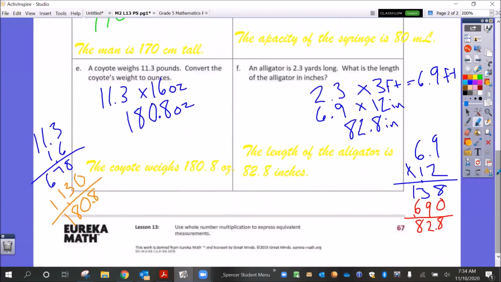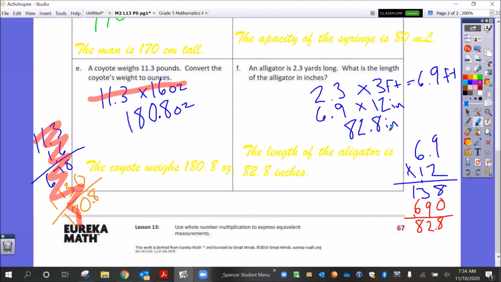Now down here was a little bit more tricky. I couldn't do 11.3 times 16 ounces. I couldn't convert pounds to ounces in my head because 1 pound is 16 ounces. So what I did was I just set it up standard algorithm. I almost forgot once again to place that decimal until the end. So just remember about that when you're working with your decimal.